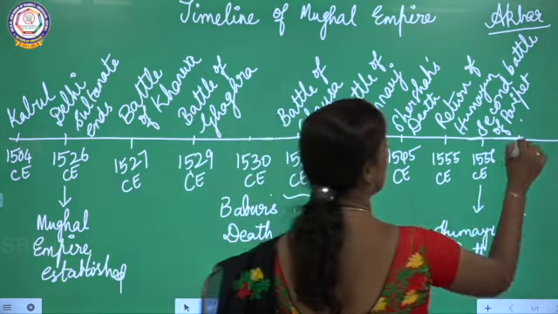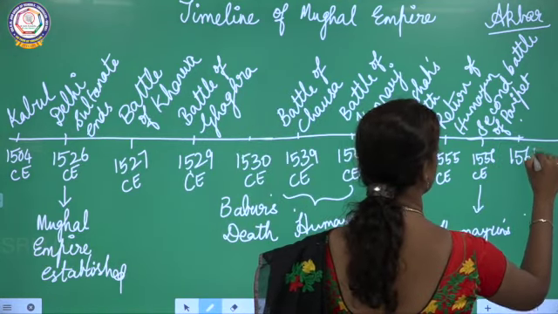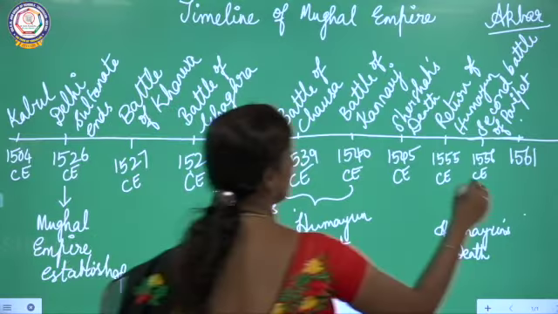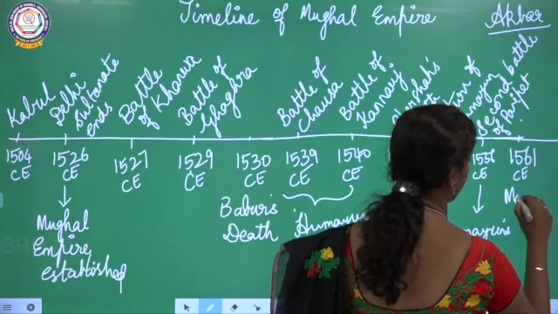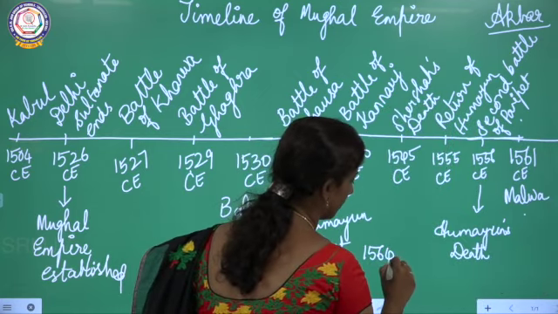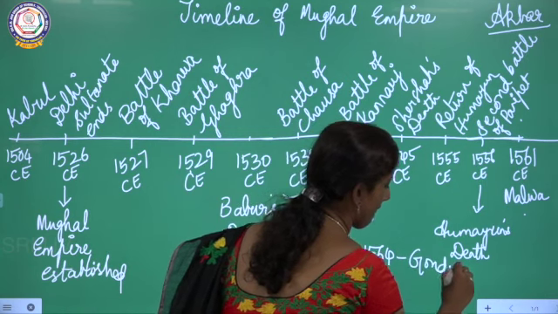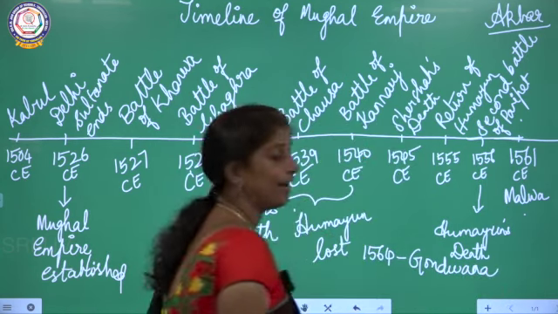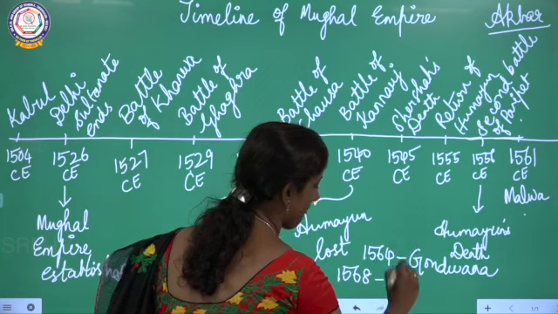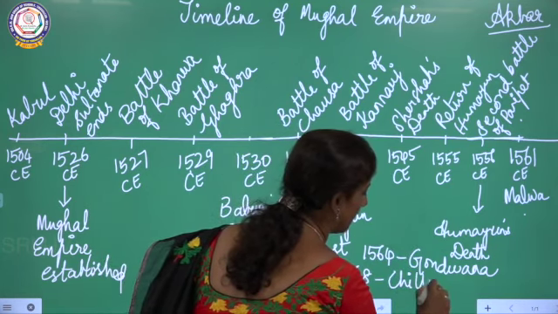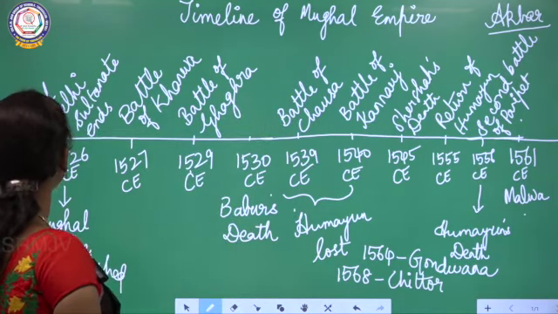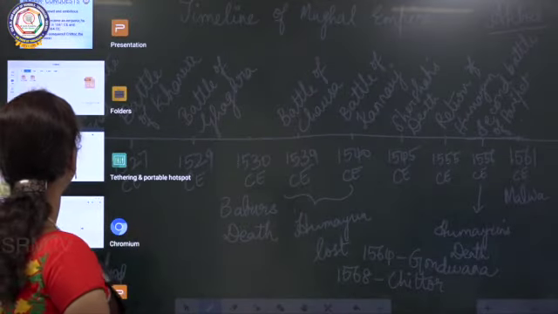So, I am adding this. 1561, yes? In 1561 he attacked Malwa. Then in 1564 he attacked Gondwana, right? And what happened in 1568? He attacked Chittor, the capital of Mewar. Like this, Akbar quickly expanded the Mughal empire to various regions across the country, right?